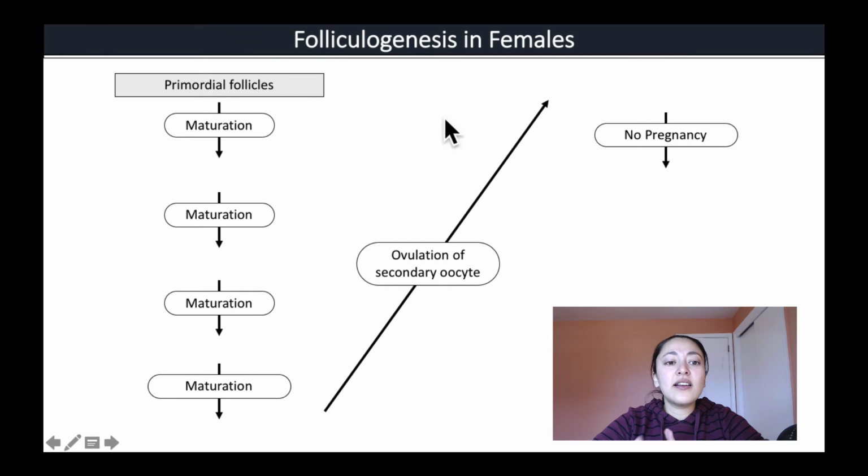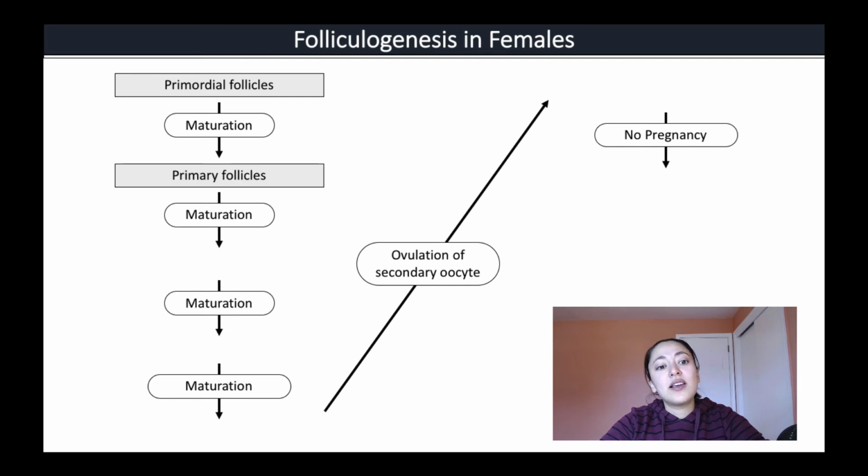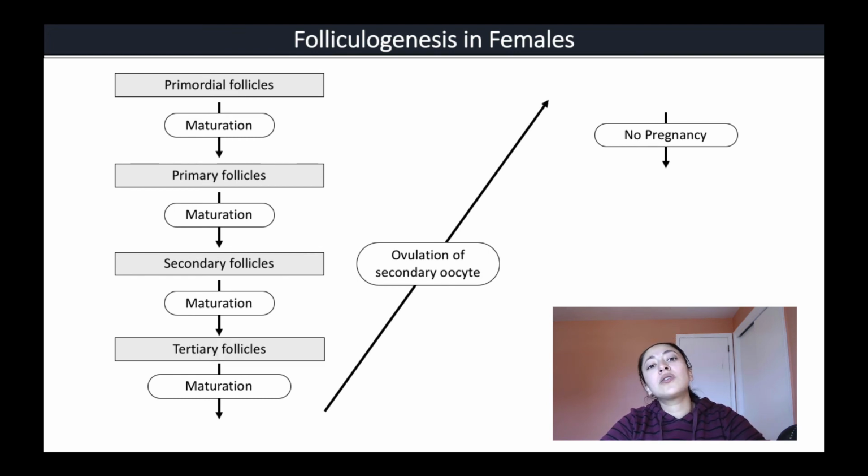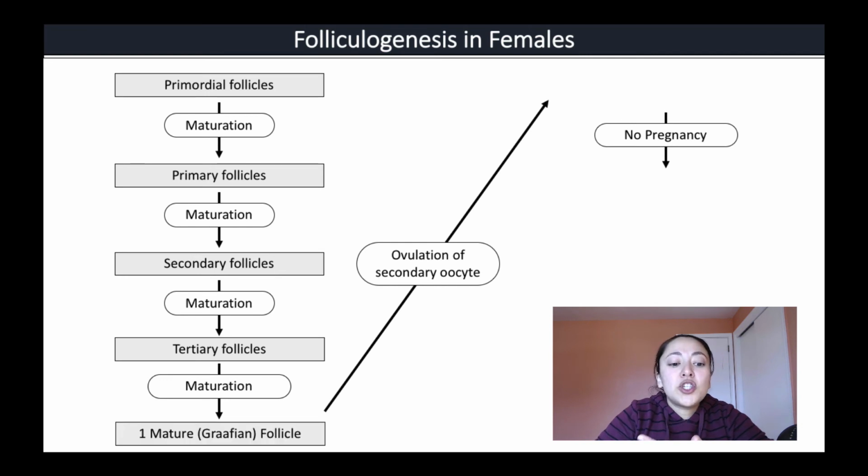So let's look at the steps again of folliculogenesis now. So this is again another diagram that's really good to just draw out over and over again to study the steps that are involved. We start with primordial follicles. What do they become? They become primary follicles. They mature into secondary follicles. Secondary follicles mature into tertiary follicles. Tertiary follicles mature into what we call mature follicles or a Graafian follicle.